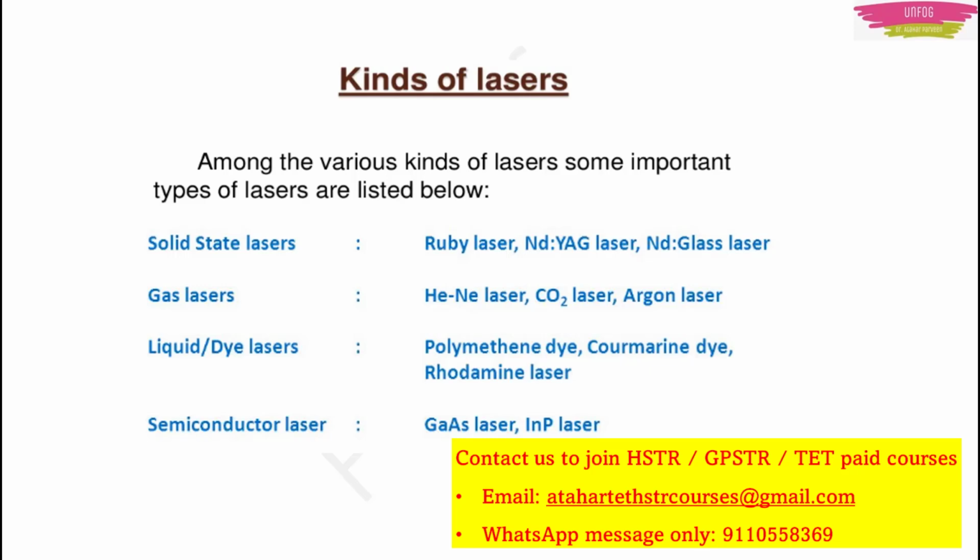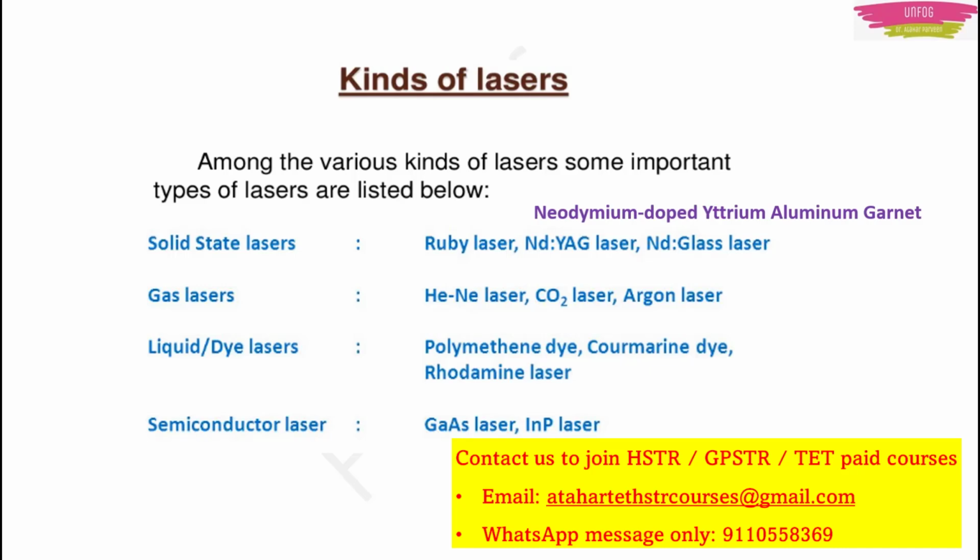Now we have many types of lasers actually, but for us the important ones are these: solid state lasers, gas lasers and liquid dye lasers. Among these, only 2 lasers are very important. One is the ruby laser, which is a solid state laser. The other one is the helium-neon laser, which is a gas laser. And one more laser is there: the neodymium doped yttrium aluminium garnet laser.